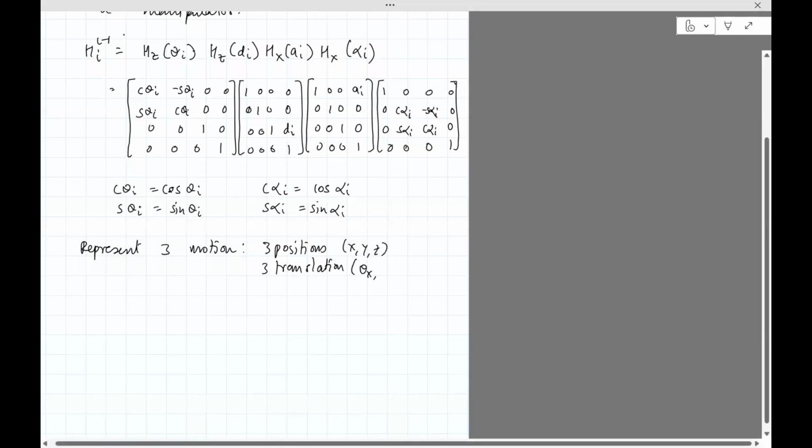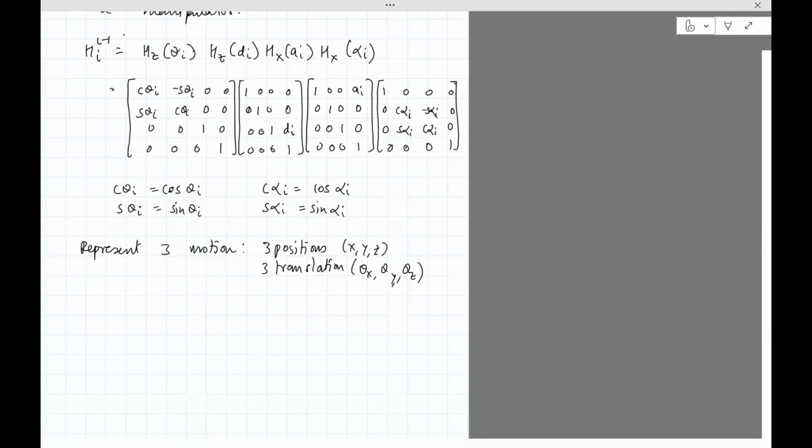It's called theta X, theta Y, theta Z, right? So if there's an object in 3D, it has six numbers: three for position, where it is in the space, and three for the orientation. So the expectation is that you would need six numbers to represent an object. It turns out that Denavit-Hartenberg doesn't have six numbers in it. It only has four numbers.